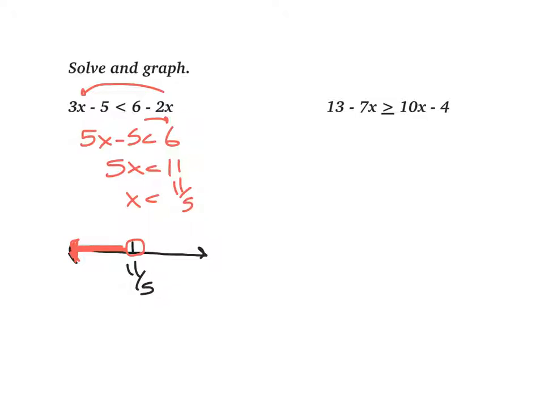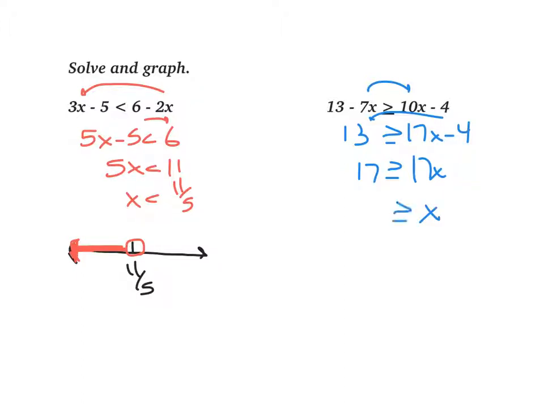Let's try another one like that. Same kind of deal. I'm going to move the 7x over here, make that 17x minus 4. And over here I have a 13. Move the 4 over to the other side, get 17x is less than or equal to 17. That's convenient. Divide both sides by 17, I get x is less than or equal to 1.